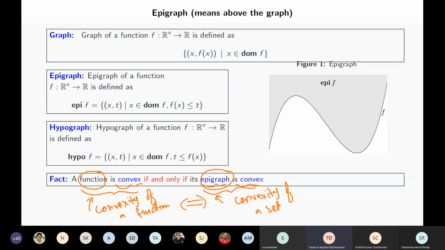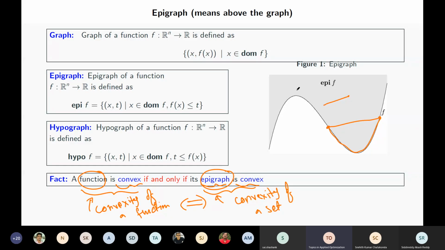Remember, the convex set definition was that you take two points and the line joining the two points is in the set. Whereas the definition of a convex function was that you take two points on the graph of the function, then the line joining the two points on the graph is always above the function values between those two points. That's how these two ideas get connected.